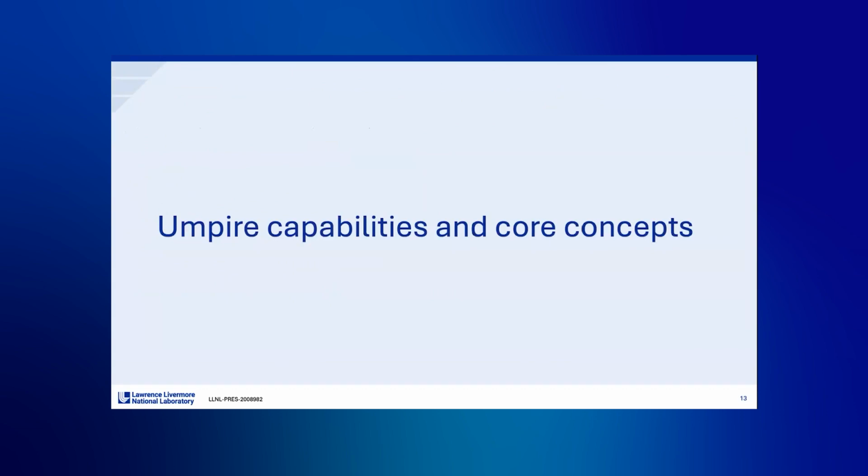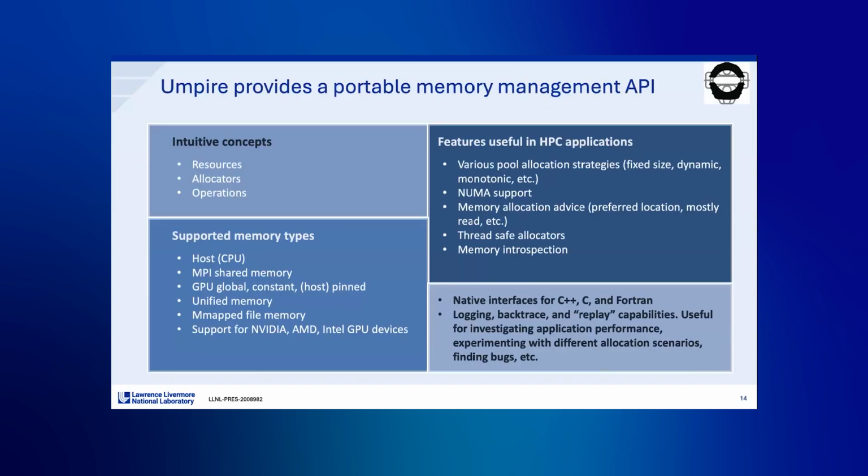Next, we'll talk briefly about the basic Umpire capabilities and concepts. Umpire works by coordinating things called resources, allocators, and operations to manage your memory. It supports a variety of memory types and has a lot of other useful HPC-related features, the most commonly used of which is probably the memory pool.